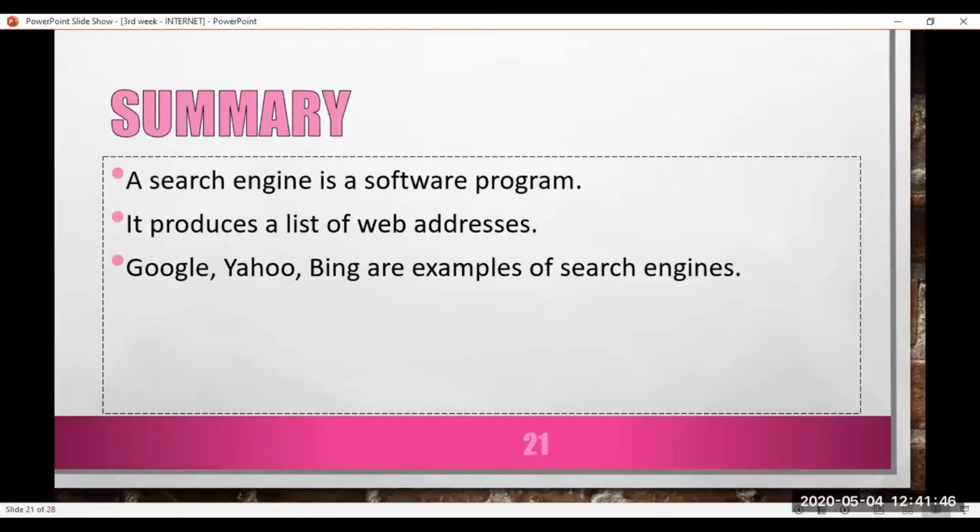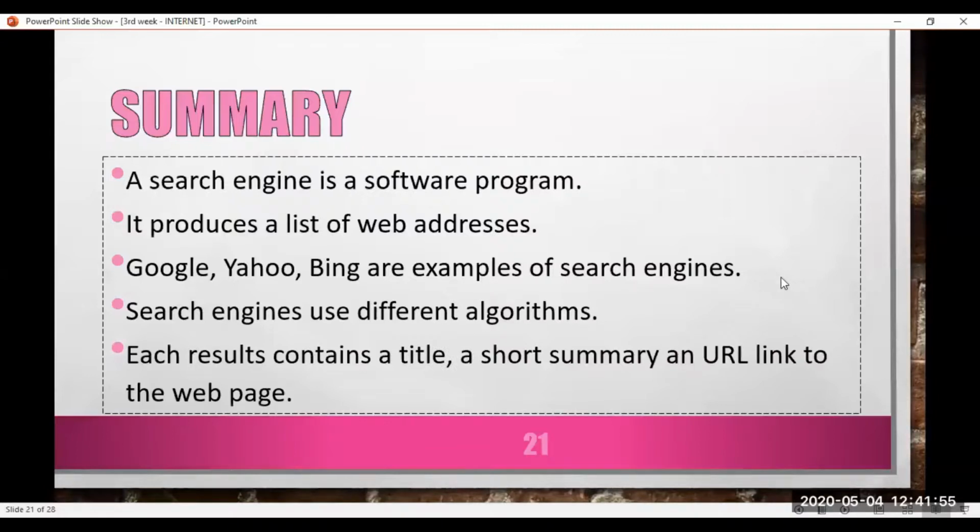And the others, Google, Yahoo, Bing, these are examples of search engines. We said that they use different algorithms, and each result, we showed, contains a title, a short summary, and a URL link to the web page.